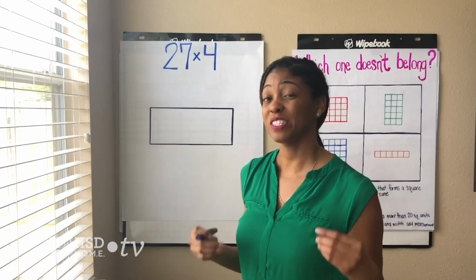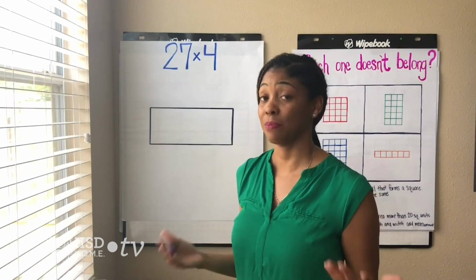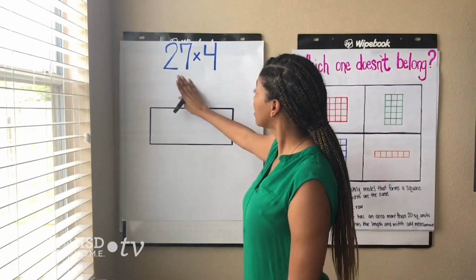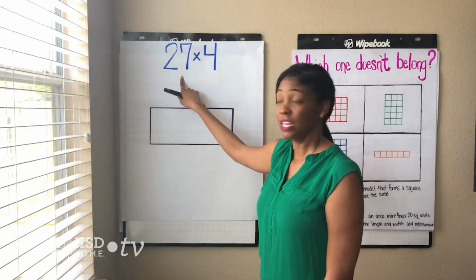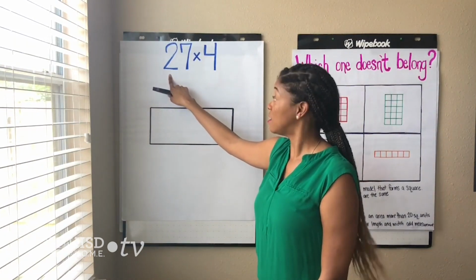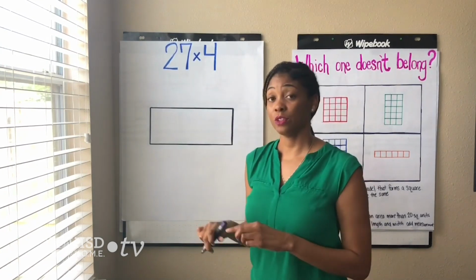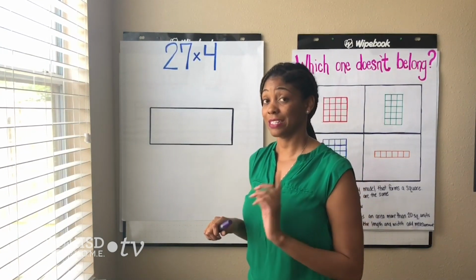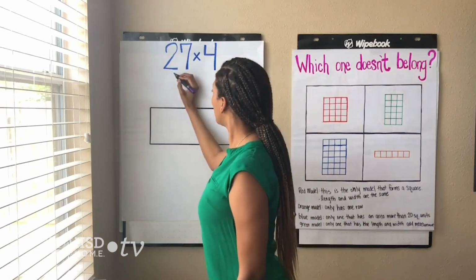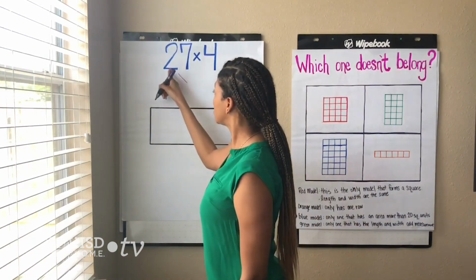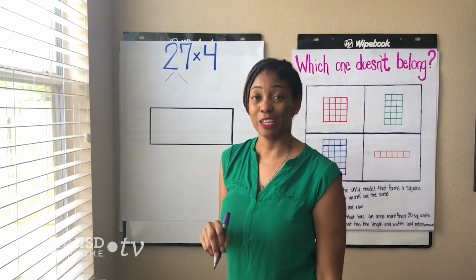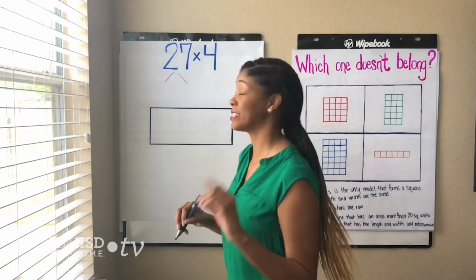We're first going to decompose 27 by place value. When I look at the number, I know 27 consists of 2 tens and 7 ones. When I decompose 27 into 2 tens and 7 ones, I know that 2 tens has the same value as 20.